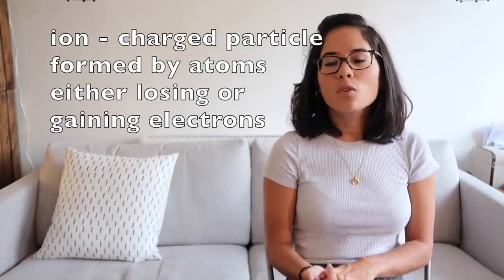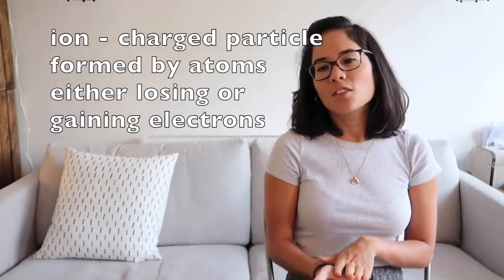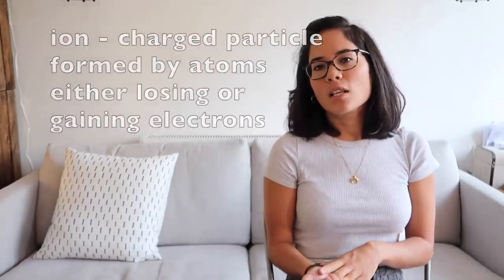So how is an ion formed and what is an ion? So an ion is a charged particle which is formed from either gaining or losing electrons. So clearly, if they lose electrons, they lose negative charge, so therefore they become positive. If they gain electrons, they gain negative charge, so they become negative.